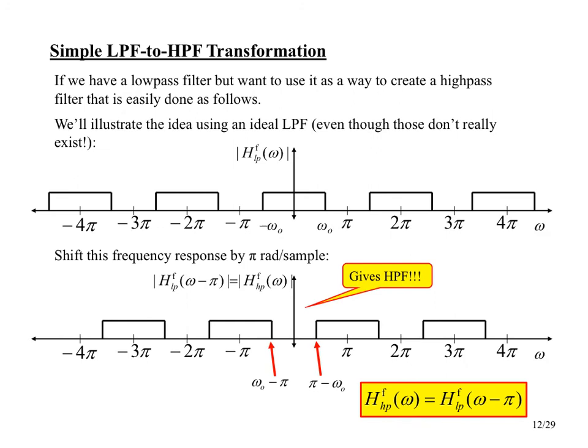I want to talk a little bit more about this low pass filter to high pass filter transformation. We saw graphically the idea of moving poles and zeros by replacing z by minus z, and that flips the pole zero diagram around the horizontal axis as well as around the vertical axis. But let's look at it from another point of view and see how we get there.